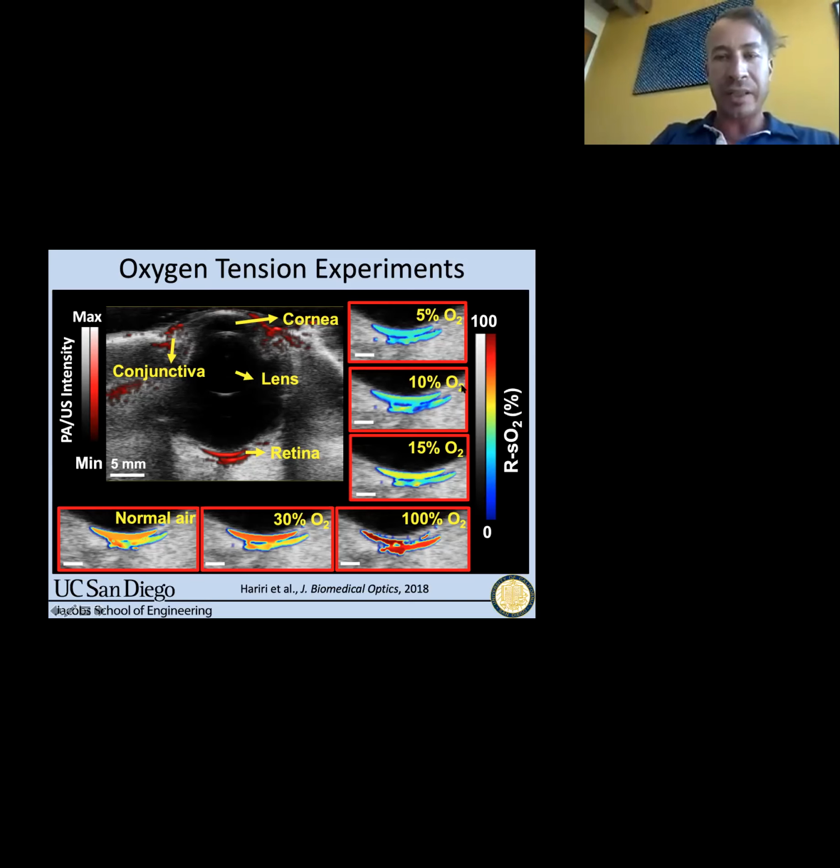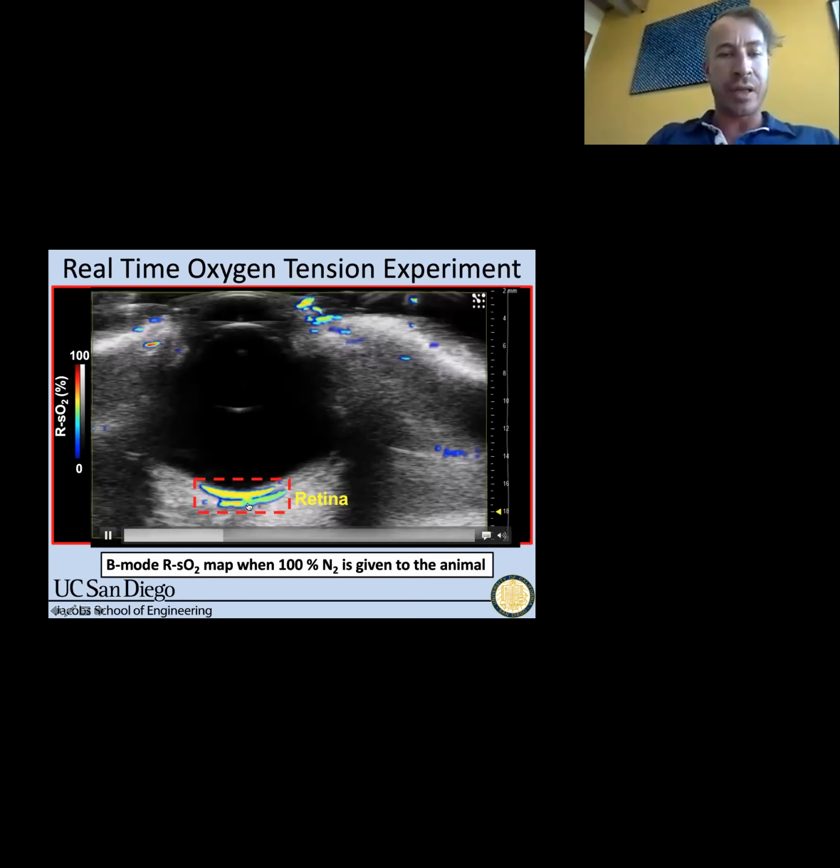But what's pretty cool is that this is all at a single wavelength, right? We're just imaging, I think this was probably around 800. But when we do this ratiometric approach, and we put the rabbit on different amounts of oxygen, so 100% oxygen, room air, and 5% oxygen, we could quantitate in the retina how much of the retina is oxygenated, right? There's no other way to do that. So that's pretty remarkable.